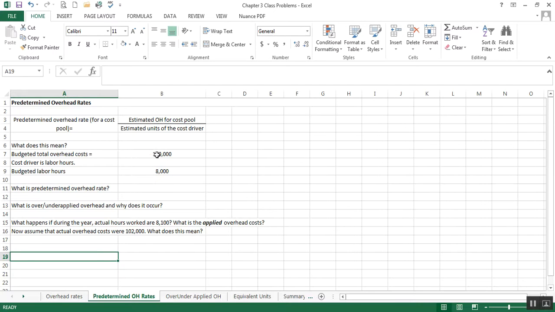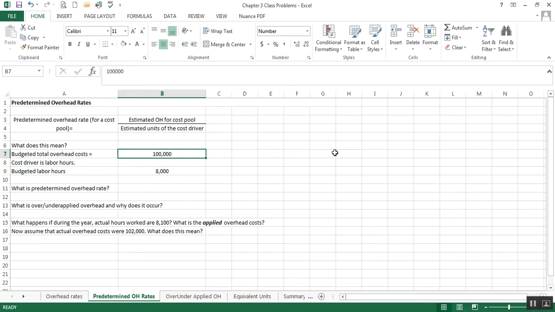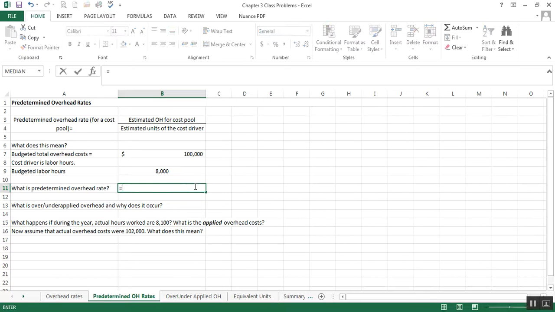In this example, we're budgeting $100,000 in overhead costs, and we're budgeting 8,000 labor hours. Therefore, our predetermined overhead rate is going to be $100,000 divided by 8,000 hours, or $12.50 per direct labor hour.